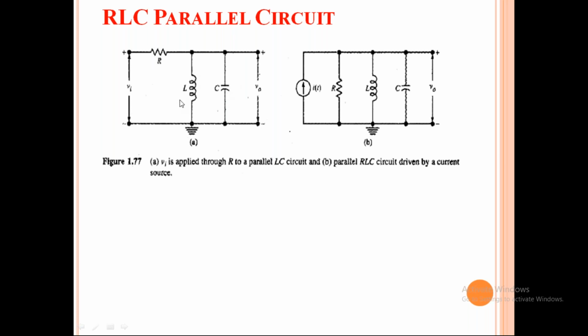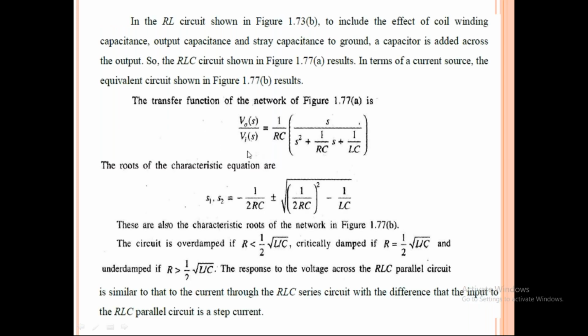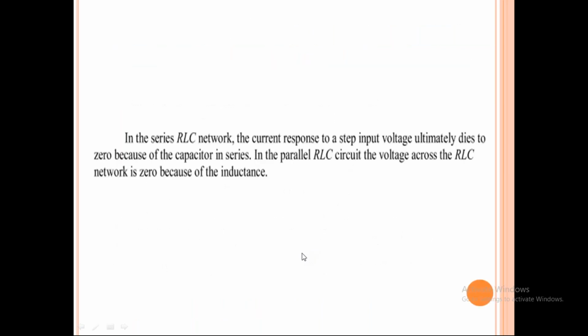Z2 is nothing but the parallel combination of inductor and capacitor. Z1 is nothing but R. Simplify, and find the V naught of S by VI of S. Again find the characteristic equation and equate it to 0. Find the root term. This root term will be greater than 0, equal to 0, or less than 0. These three conditions are critically damped, over damped or under damped conditions.